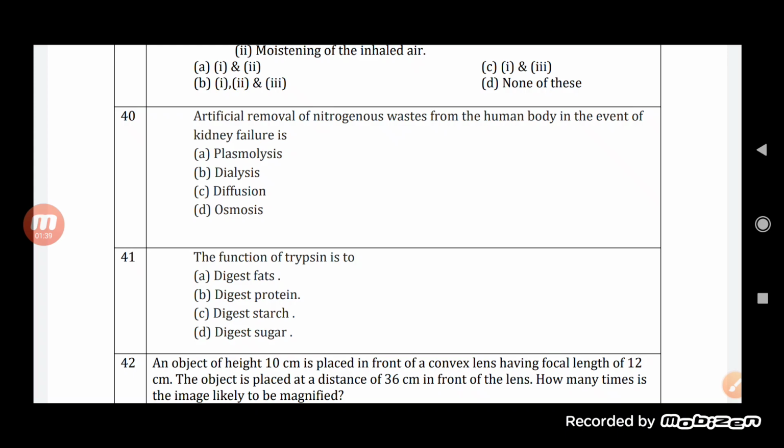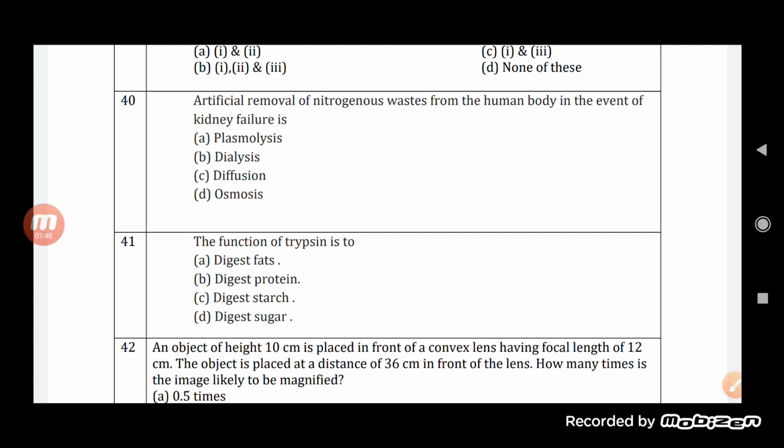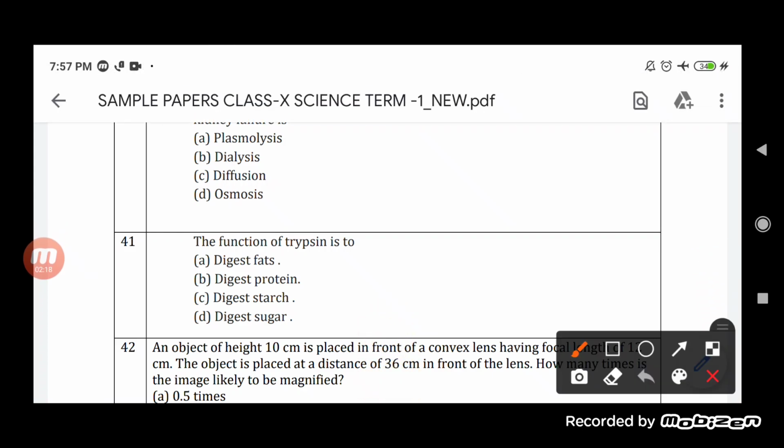In the process of dialysis, students, nitrogenous waste is removed from the human body. Okay, so this is the removal of the nitrogenous waste from the human body. Next one is the function of trypsin. What is the function of trypsin? Basically, the function of trypsin is to digest protein. Trypsin helps in the digestion of protein, students. So the answer will be: digests protein.